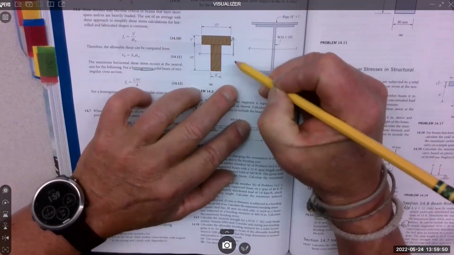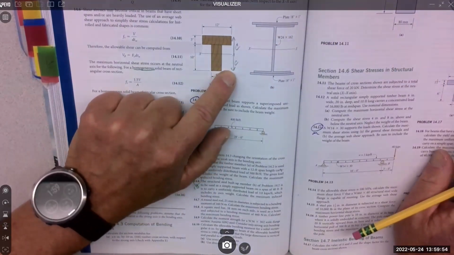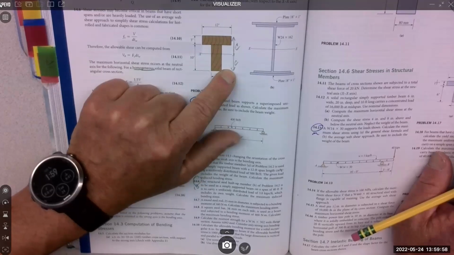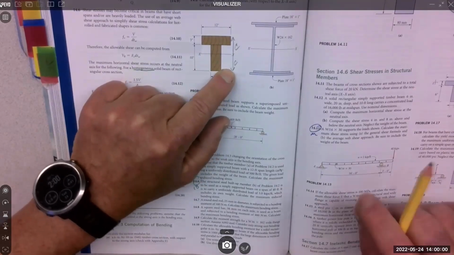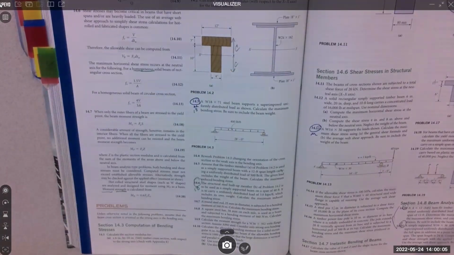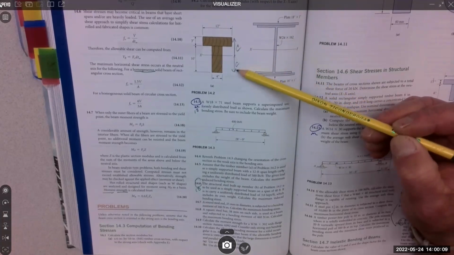There's this and this. I did it from the bottom, so it would be the one. Correct. So that's what's important. C is the largest distance. If it's not symmetrical, there'll be a shorter C value and a larger C value, and you want to use the largest C value.